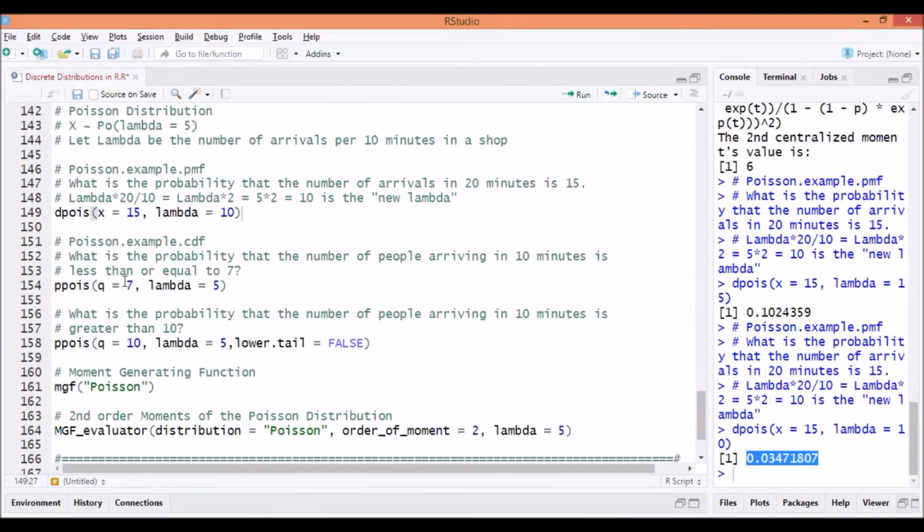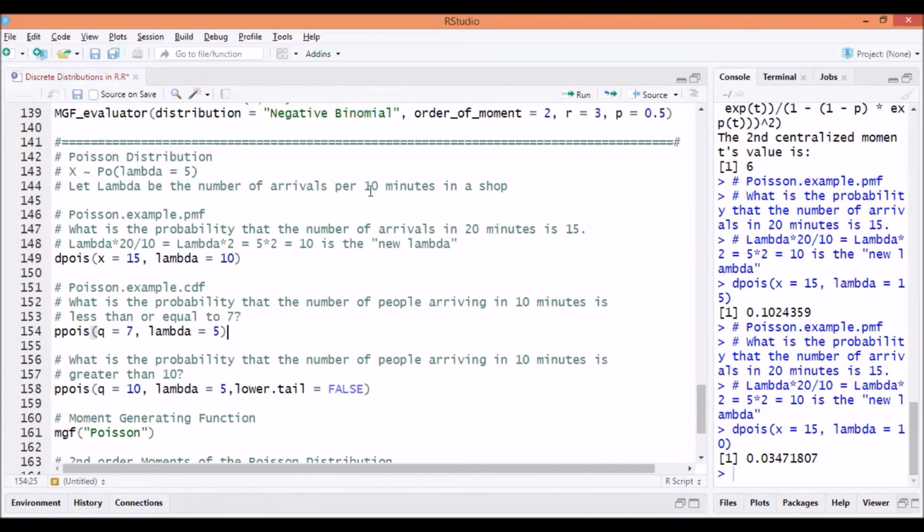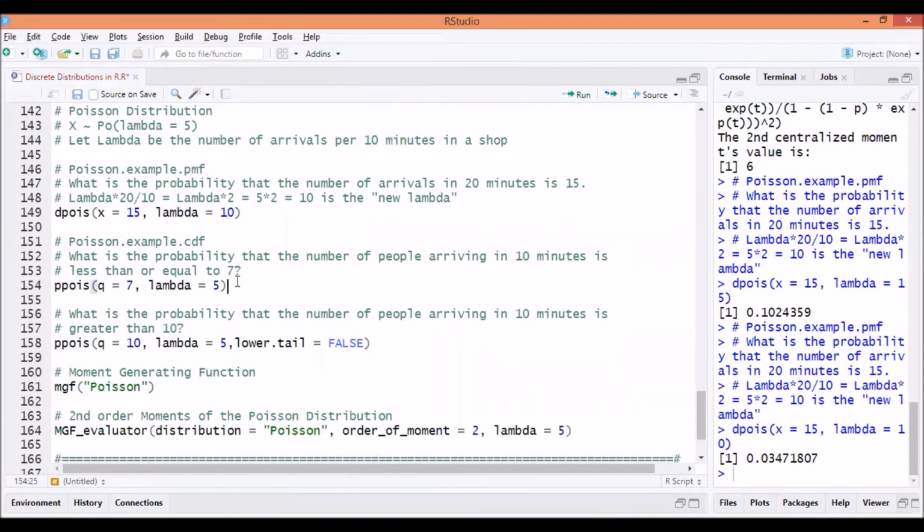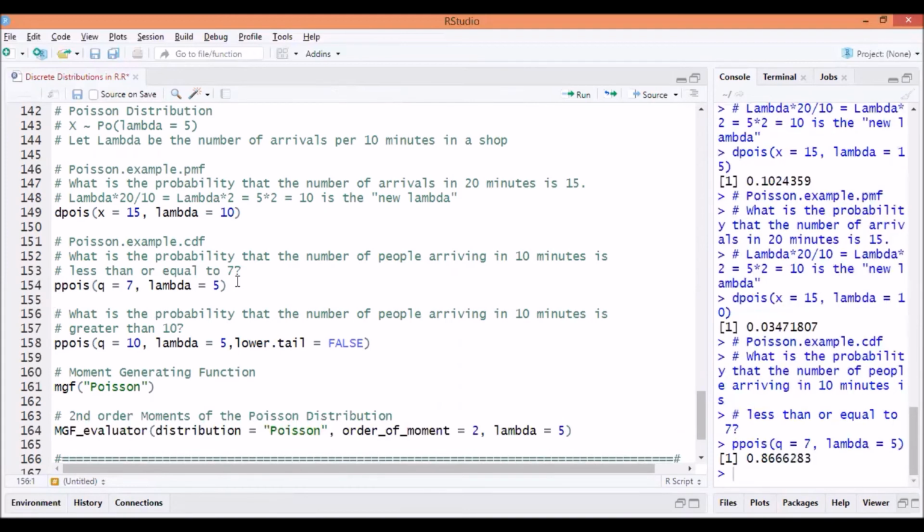This time we change it so q is 7 and lambda is 5, because we're in the same 10-minute interval. In the 10-minute interval, we have 5 arrivals, so the rate parameter lambda is 5. The quantile that we're interested in, q, is equal to 7, the number of arrivals. So this gives us the probability that X is less than or equal to 7. And we see that that's around 86.67%.